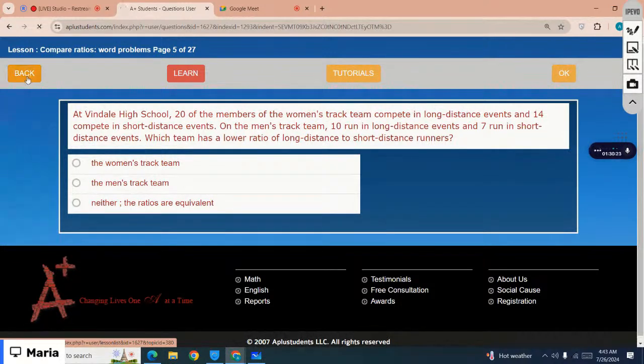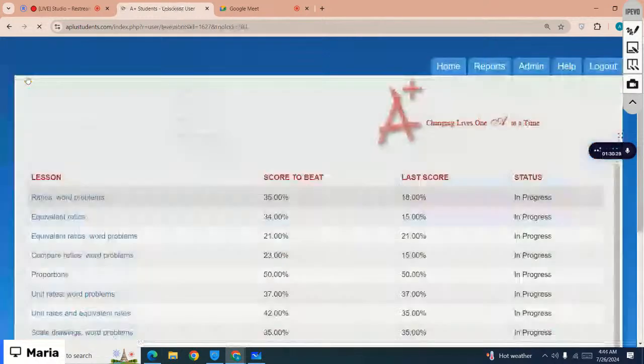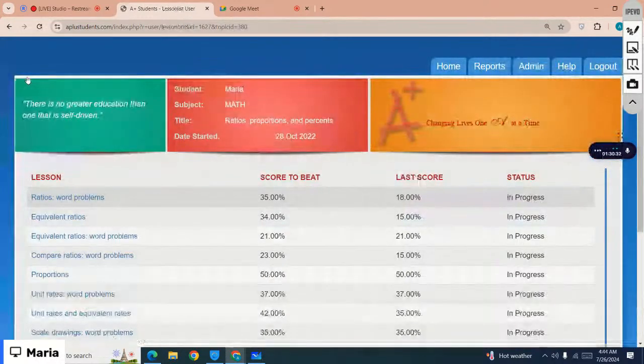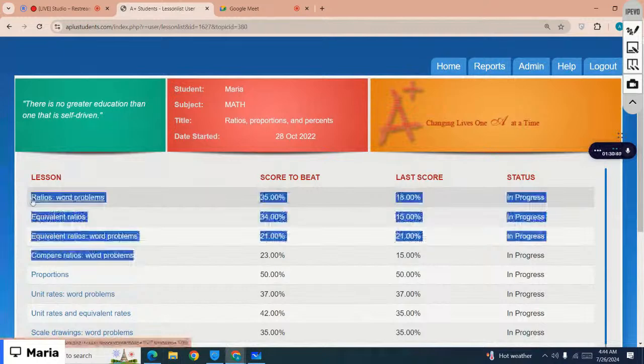So we were working on grade 6 math. The chapter we are working on is ratios, proportions, and percents. Lessons we have covered today are ratios word problems, equivalent ratios word problems, and compare ratios word problems. So please make sure before the next session you complete all the practice questions for the lessons we just did. That is your homework until next session, right?